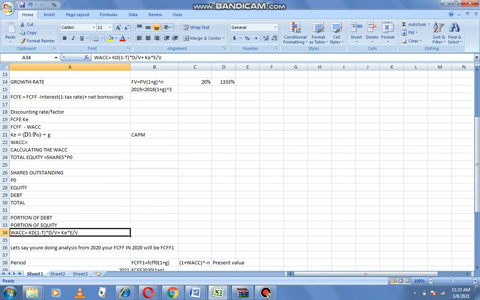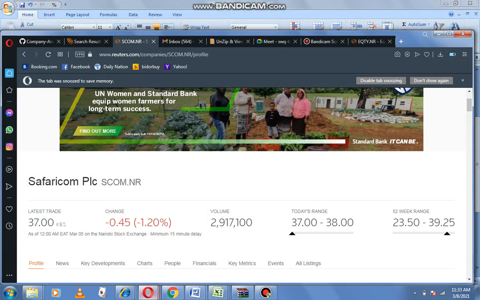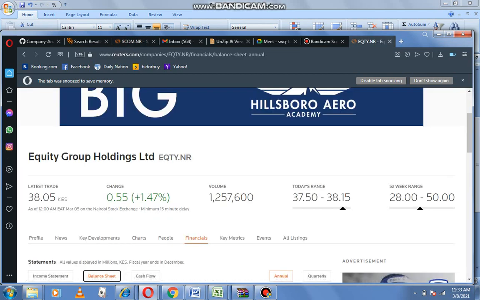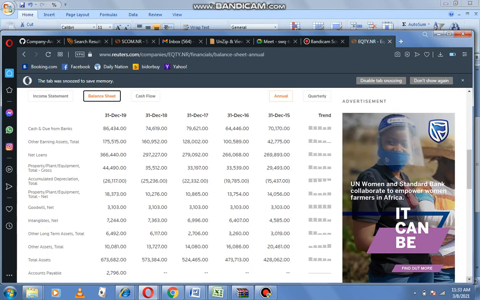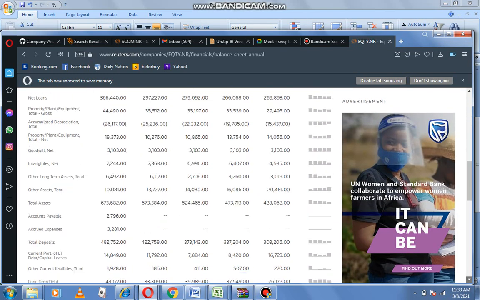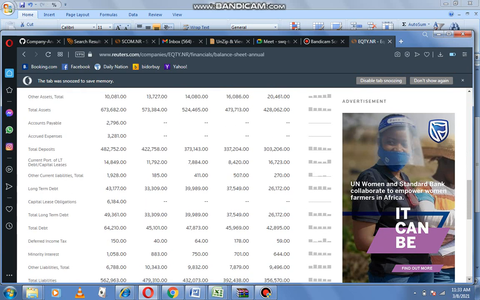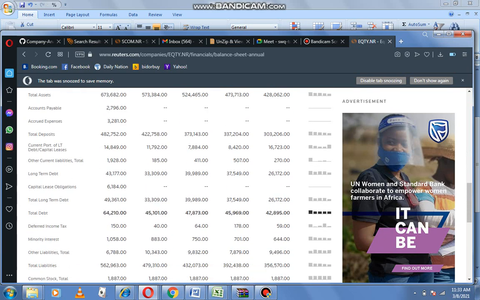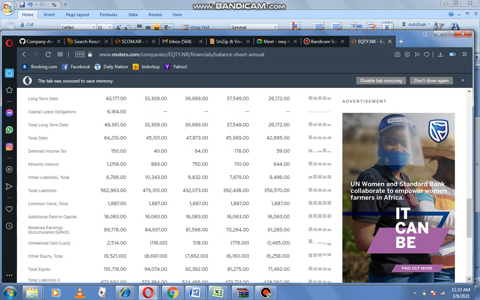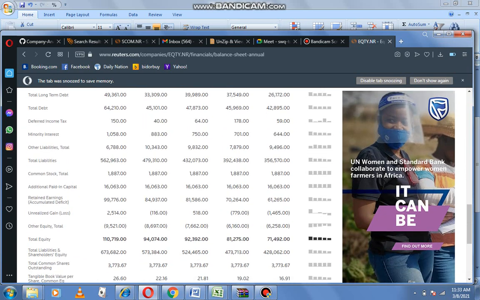So here's the value of equity and debt. You can very easily get them on Reuters. So you'll just come on Reuters and get those values from the financials. Here we have the value of total debt. So you just come and pick these numbers. And then when you go further down, here we have the value of total equity. So you see everything is so direct.